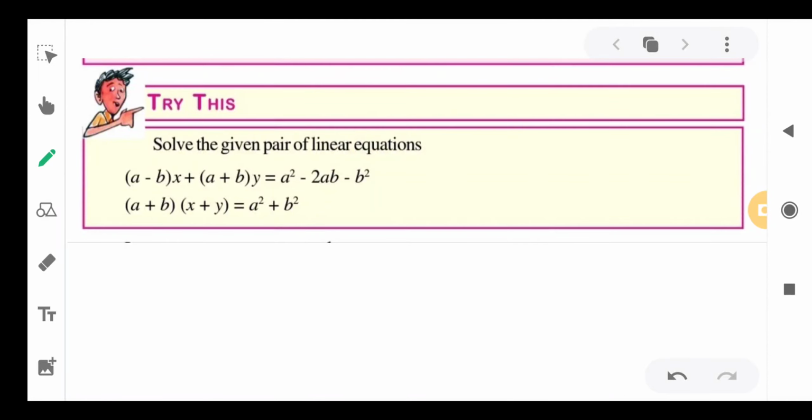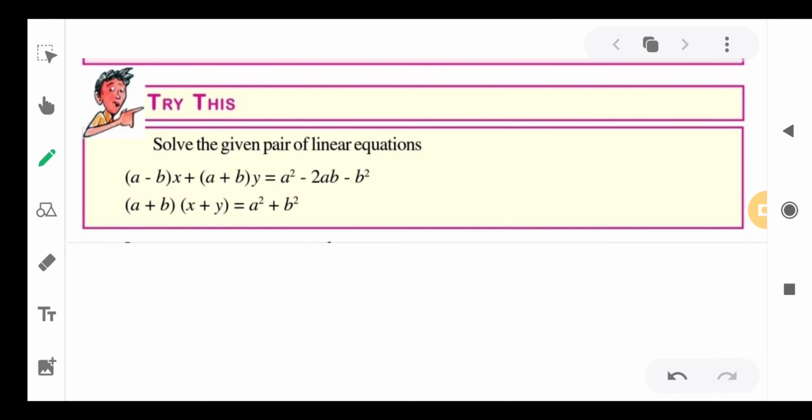Friends, now we'll solve this pair of linear equations. We'll take this equation using the elimination method. So what we shall do is try to eliminate one of the variables first, either y or x, then solve for the other. Okay. Now what is the given equation?